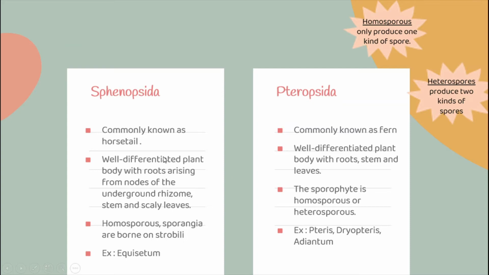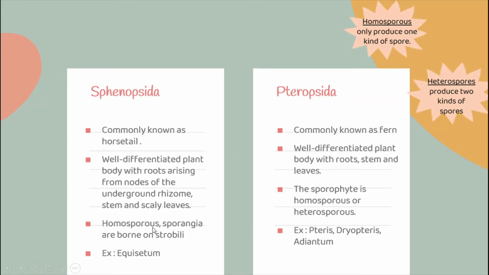Next, we have the Sphenopsida. Sphenopsida is commonly known as horsetail. This horsetail is commonly seen in marshes and swamps. It has a well differentiated plant body with roots arising from the nodes of the underground rhizome, stem, and leaves. Because swamps have a lot of water, you need to be tall to stay above the water.